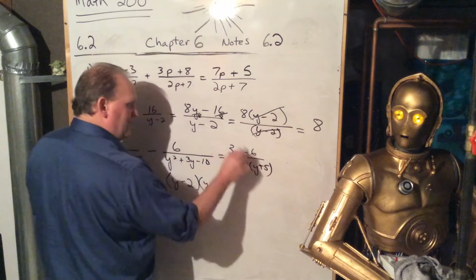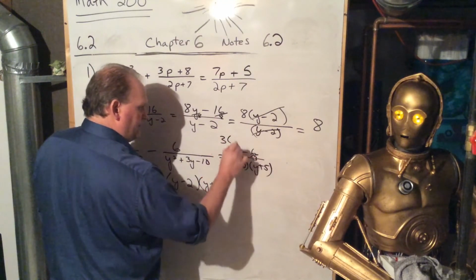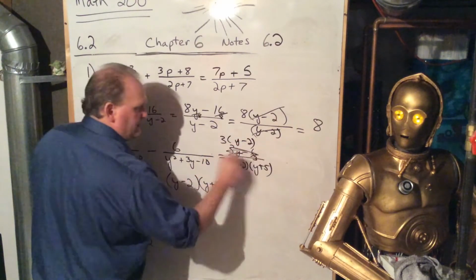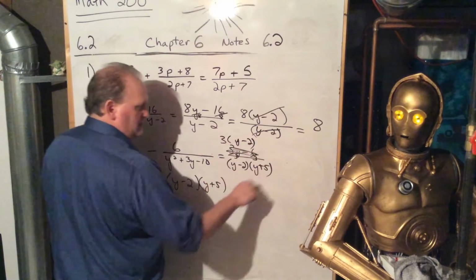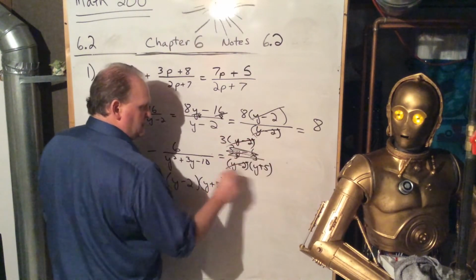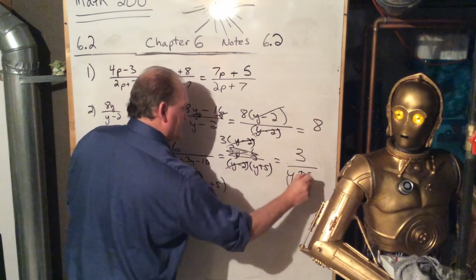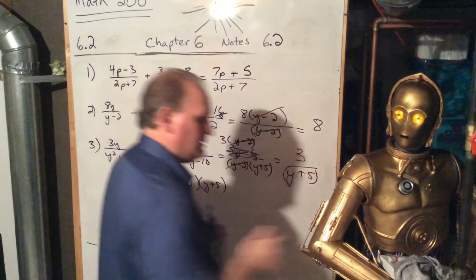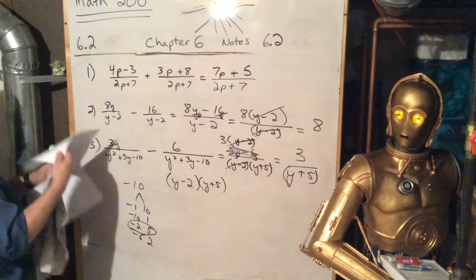And on the top, we could factor out a 3. And that'll give us a y minus 2. And so now we've got this: 3 times y minus 2 on top, y minus 2, y plus 5 on the bottom. Those y minus 2's cancel. We end up with just 3 over y plus 5. All right. Well, let's look at the next set of problems.